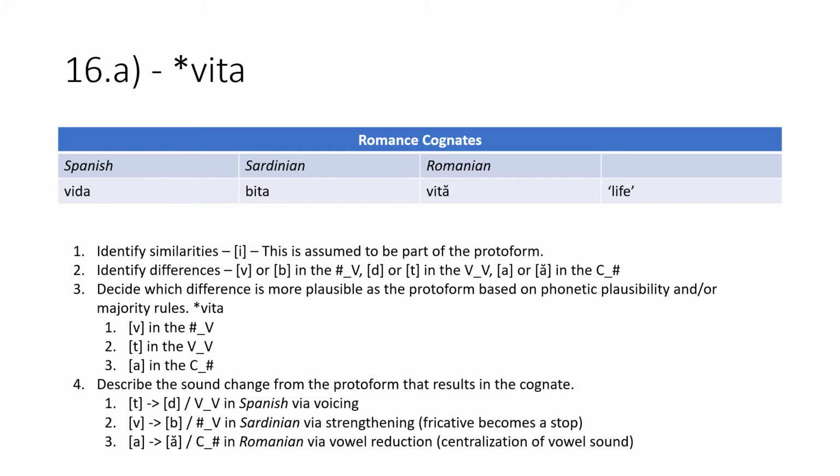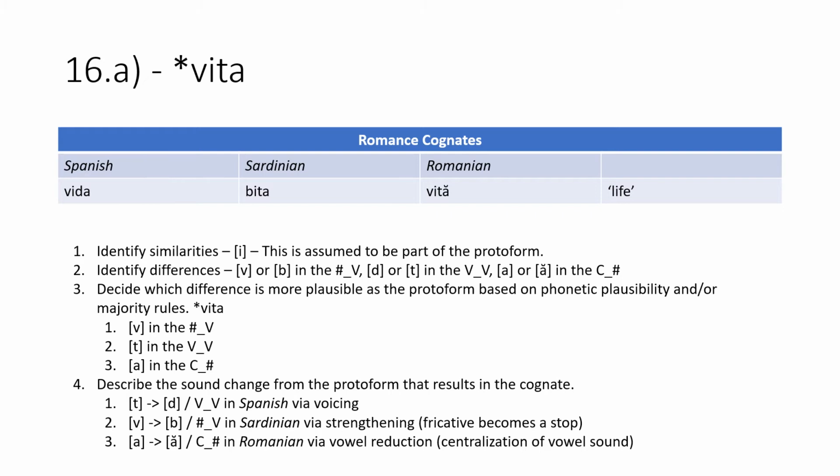So we're thinking about phonetic plausibility, and we're also thinking about majority rules. So how do we get to the idea that our protoform is vita? Notice we write our protoform with the asterisk ahead of it, and that's because it is a hypothetical form, right? Once again, it's not a real word. It is a hypothetical word based on what we know about language. So we decide that V is the prototypical beginning sound here. Why? Well, you could go by majority rules in this case, right?